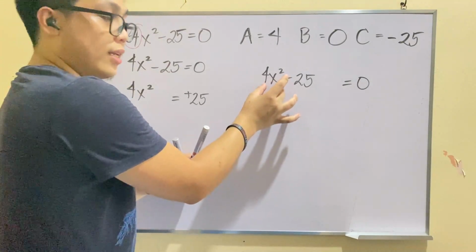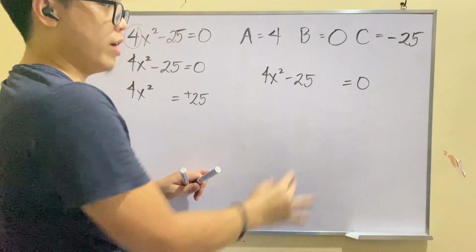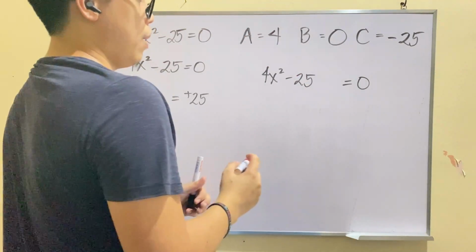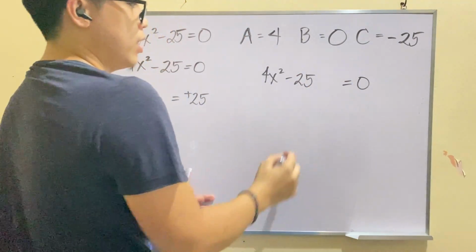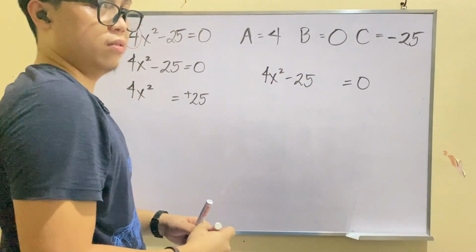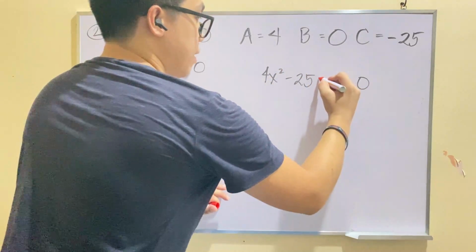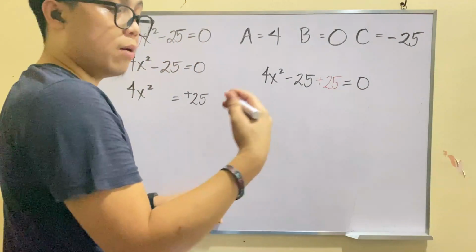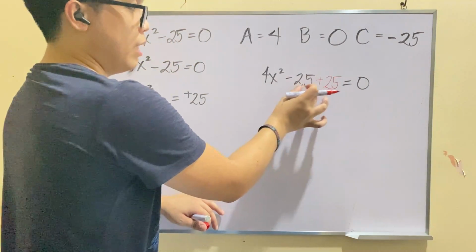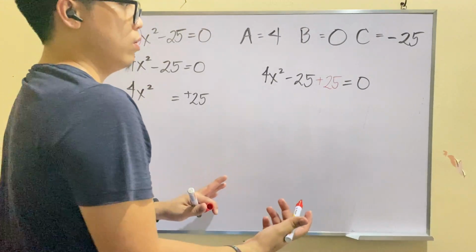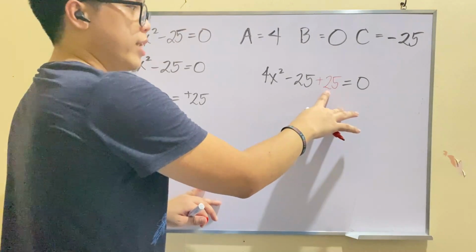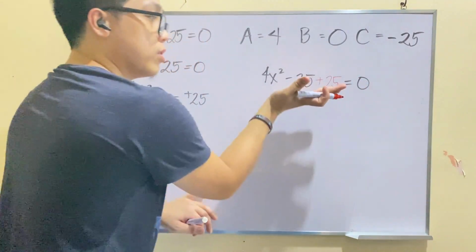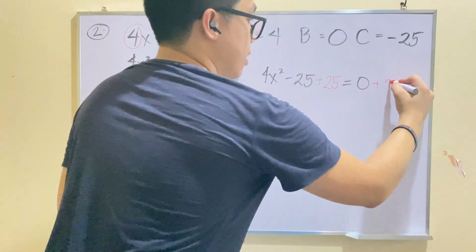Gusto natin ang matira sa side na to is 4x squared lang. So kailangan mawala si negative 25. Anong number kapag nilagay natin dito magiging 0 ito? Ano ba? So, positive 25. Bakit ko sinabing positive 25? So, negative 25 plus 25 is 0. Maaari bang dito lang natin siya ilalagay? Sa kaliwang part ng equal sign. So, kung anong ginawa mo sa kaliwa, yun din yung gagawin mo sa kanan.